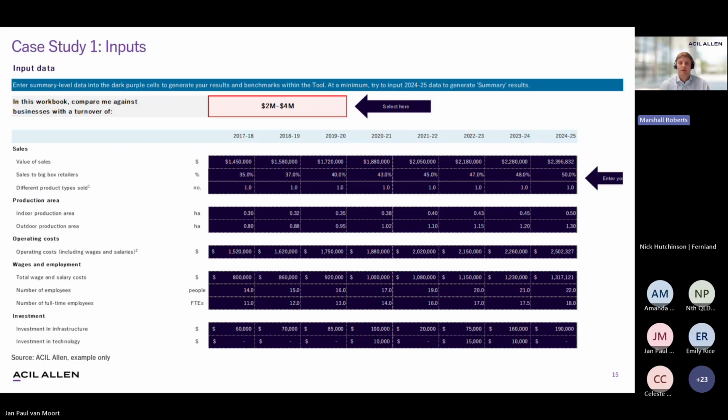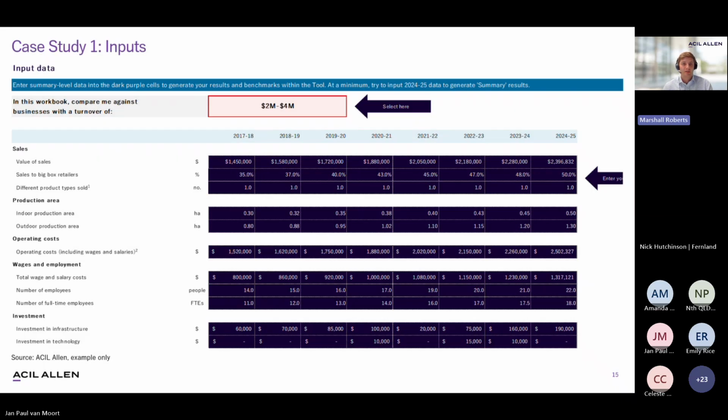So here we can see the range of input data for this business, noting this is just for demonstration purposes. This business has been able to enter data over the complete time series. However, this may not be possible for all of you to do, but we're presenting a complete picture here of how this business has changed over time. So we can see this business is in the $2 to $4 million sales range, and in the latest year they had sales of $2.4 million.